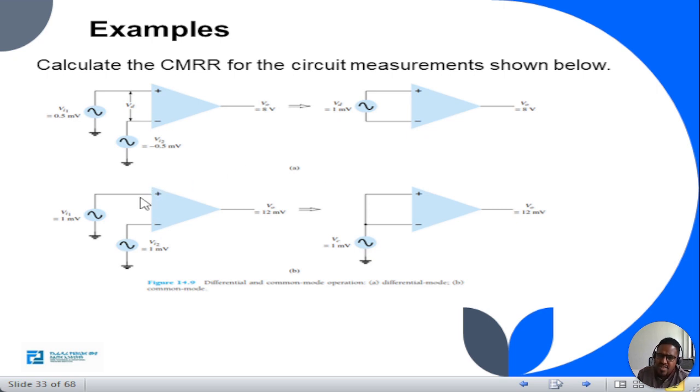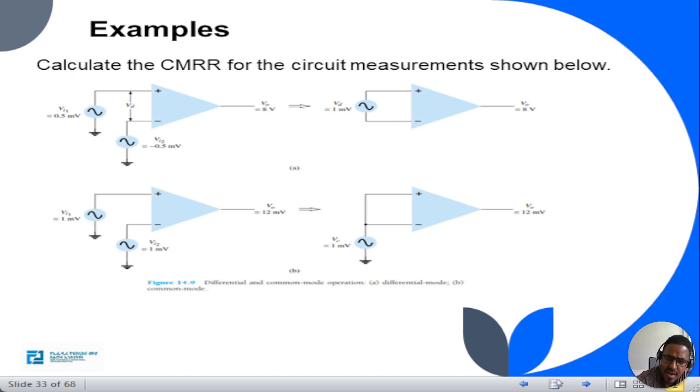So to calculate CMR, let's see. Our VD becomes V1 minus V2. So V1 is 0.5 milli minus V2, minus 0.5 milli. This becomes 0.5 plus 0.5, which is 1 millivolt.